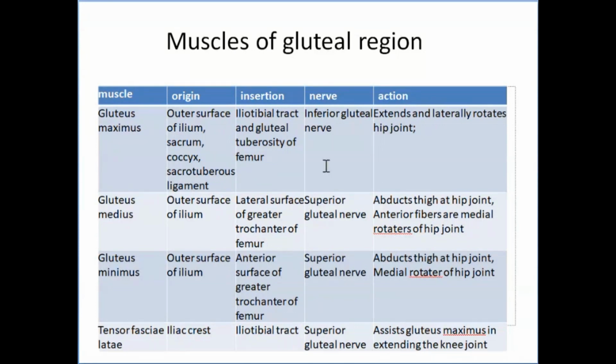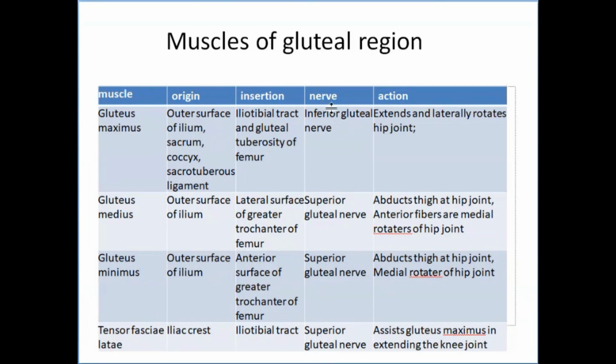Now what is the nerve supply for the gluteal region? You have superior and inferior gluteal nerves. So gluteus maximus will be supplied by the inferior gluteal nerve, but the medius, minimus and tensor fascia lata will be supplied by the superior gluteal nerves.